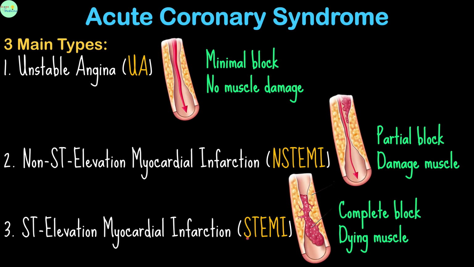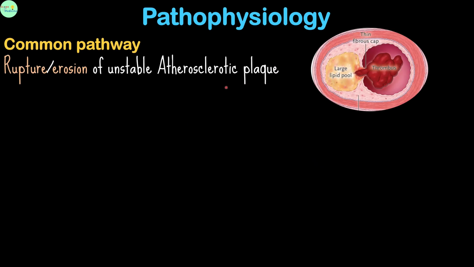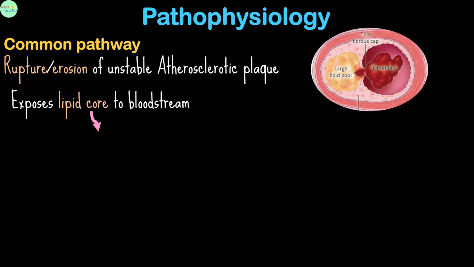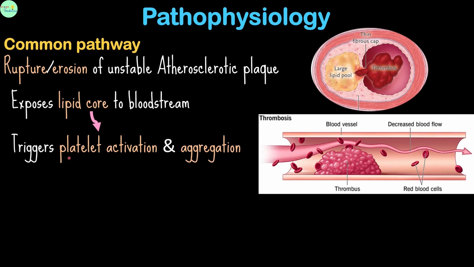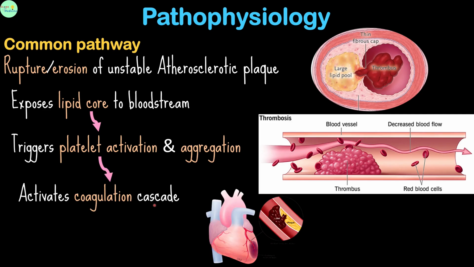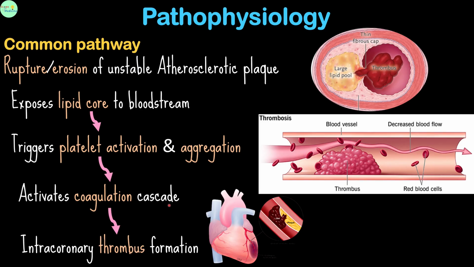elevation myocardial infarction. The core pathophysiology begins with the rupture or erosion of an unstable atherosclerotic plaque within a coronary artery wall. This rupture exposes the plaque's lipid core to the bloodstream, which immediately triggers platelet adhesion, activation, and aggregation, along with activation of the coagulation cascade. The result is the formation of an intracoronary thrombus.